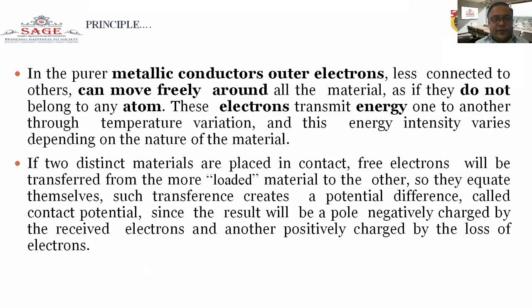In pure metallic conductors, the outer electrons that are less connected to the others can move freely around all the material as if they do not belong to any atoms. These electrons transmit energy one to another through the temperature variation, and this energy intensity varies depending on the nature of the material. So depending on which type of material is selected, the atoms and electrons emit energy.